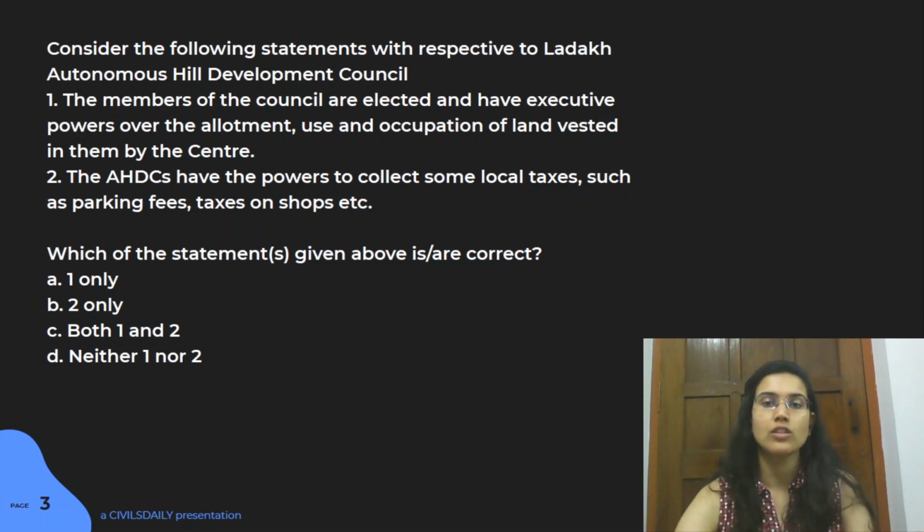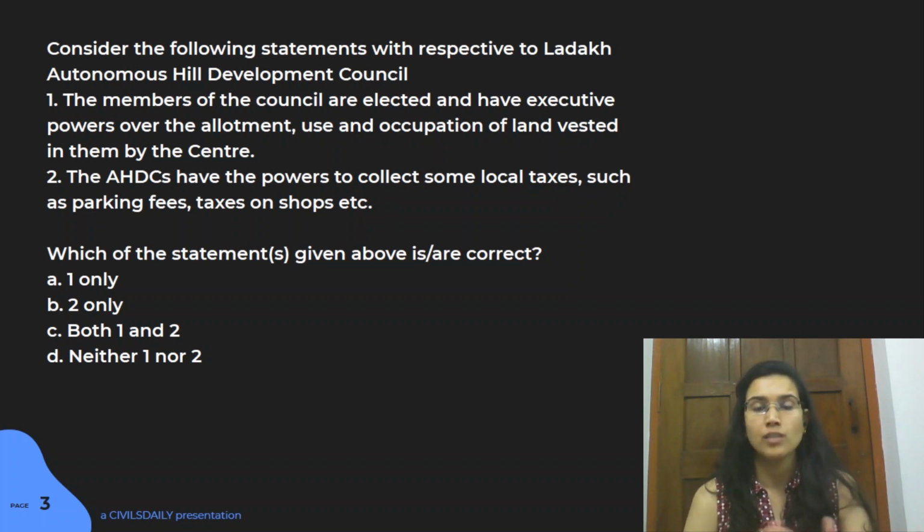The answer for this particular question is actually C. Both the statements are correct here. The members are in fact elected and they do have executive powers with respect to land and controlling all those areas, and they can also take decisions regarding healthcare. They can take decisions regarding taxation, animal husbandry, and local governance, all these ideas, right?